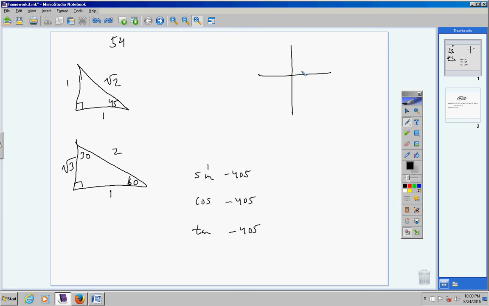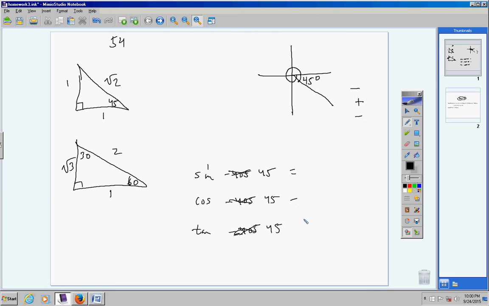Normally you would start here and go like this, okay? But it's a negative angle, so we start here and we go this direction, alright? So 405 degrees, one rotation is 360, plus 45 more, I stop right there. So that means the reference angle, this little angle here, would be 45 degrees. So instead of using 405, I'm going to use 45. And it doesn't matter if 45 is positive or negative. All that matters is I know what quadrant I'm in. The signs are negative, positive, negative.